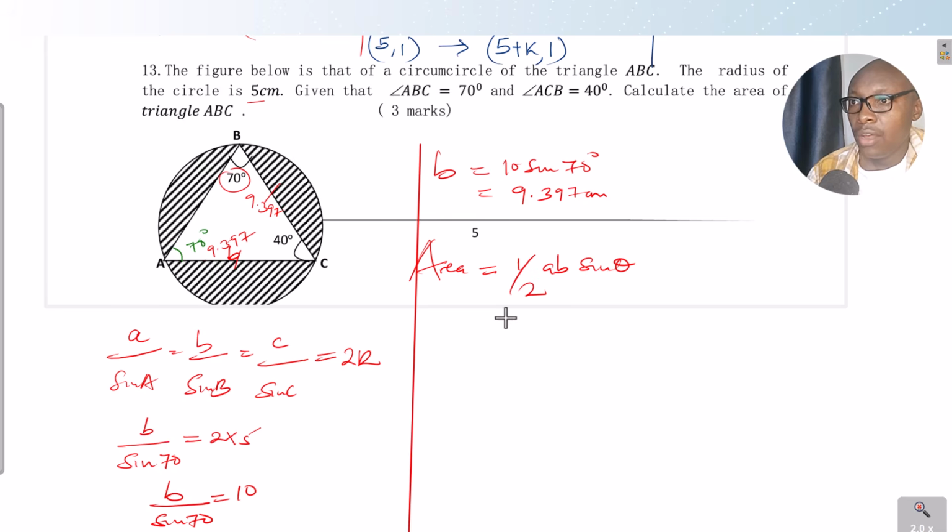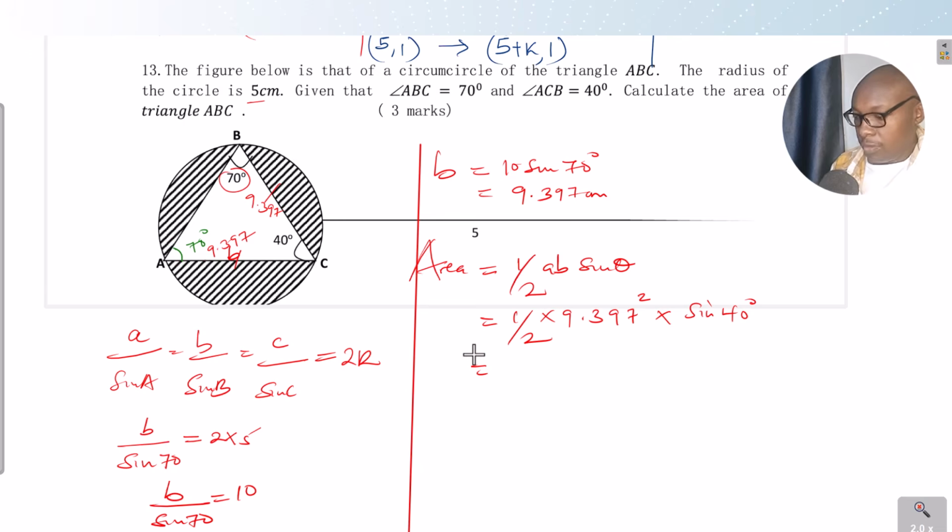sine theta, whereby we have AB are these two sides. You have two sides and an included angle which is 40. So times 9.397 squared times the sine of the angle between those sides, because you say this one is an isosceles triangle, sine of 40.